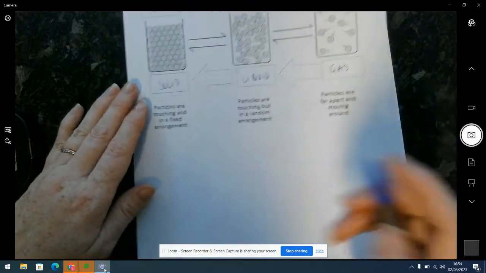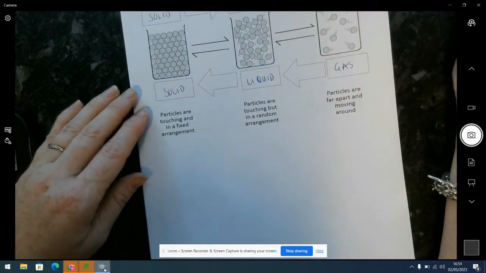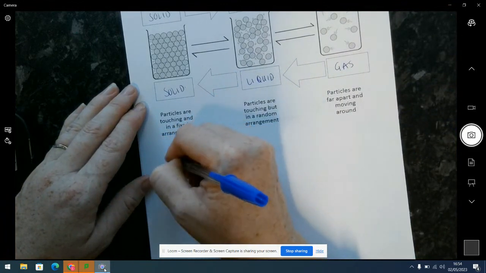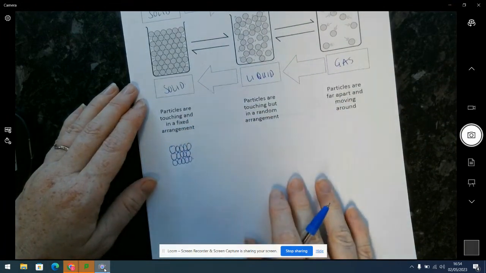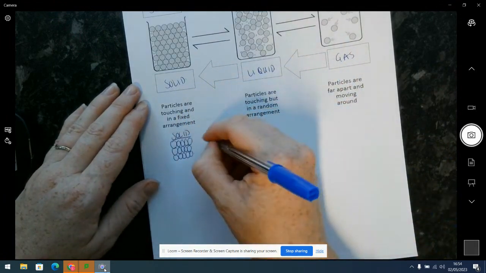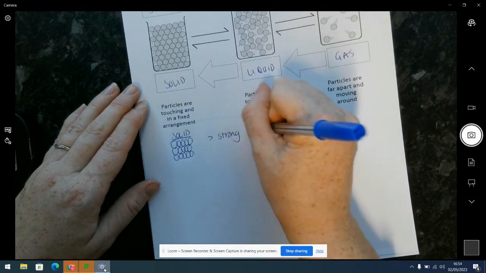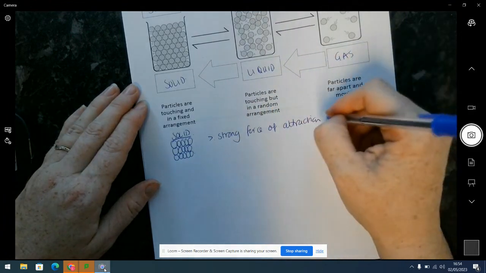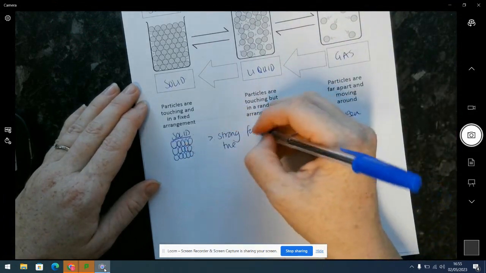But what I do want to highlight are the key things you need to be writing when it comes to describing a solid, for example. So we'll start off by drawing a picture. So here is my solid particle diagram. The key thing we need to know about solids is that there's a strong force of attraction between the particles. That's what keeps them together.